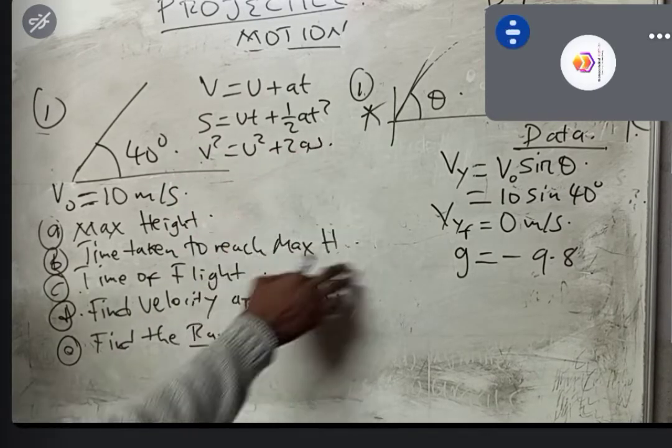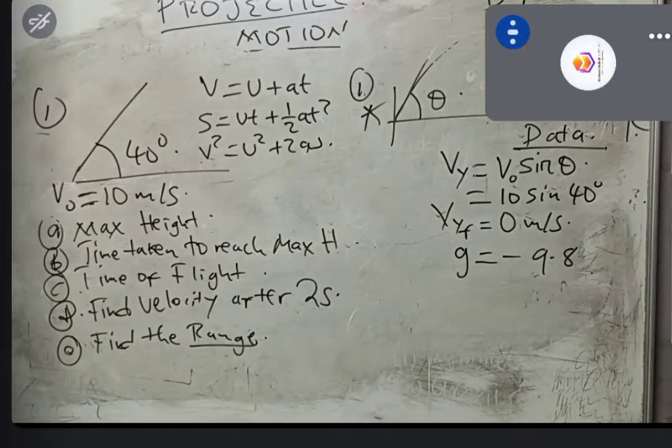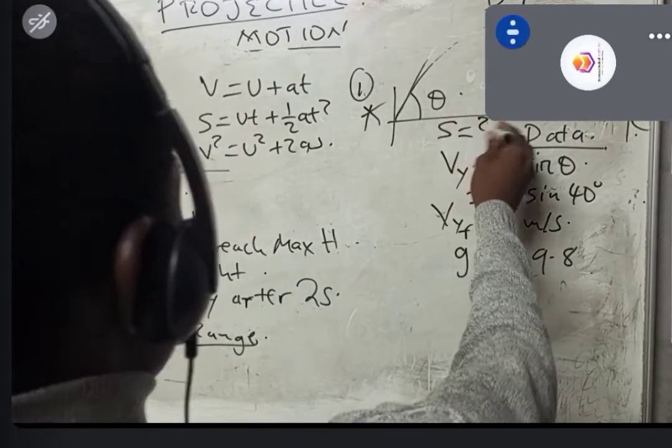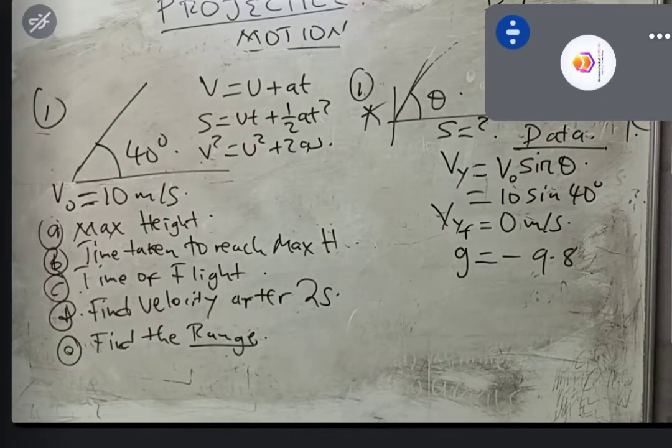So now, which formula has got all this information? Then what are we finding? We're finding S, the height. Which formula has got this information? Whenever you are not given time, think of the last formula, okay? Is that okay?